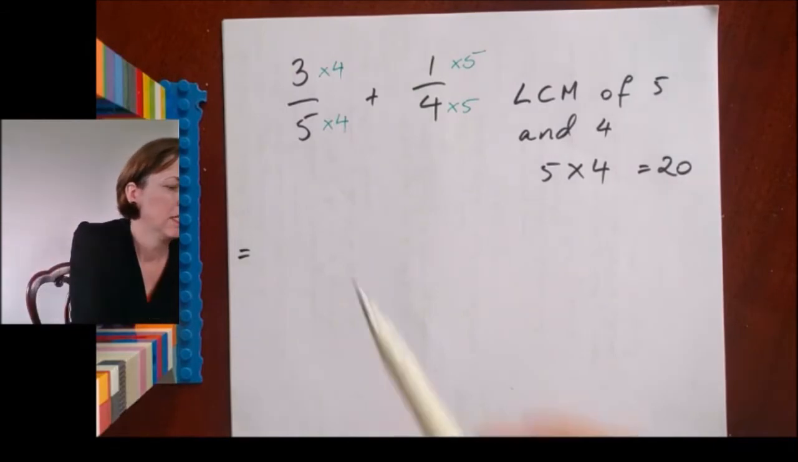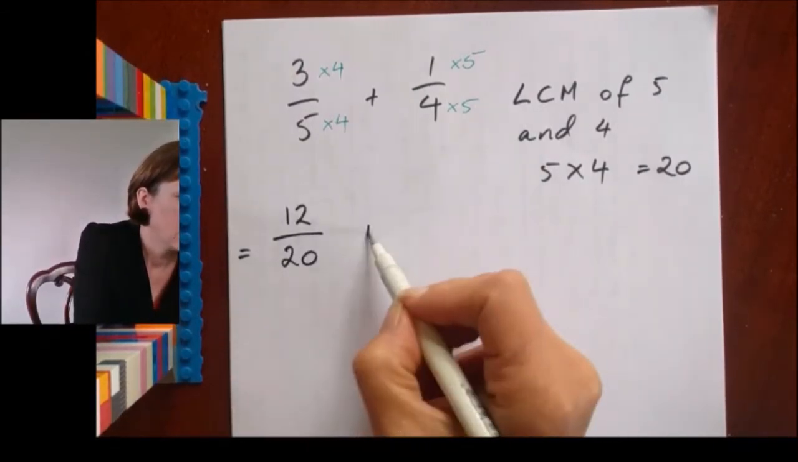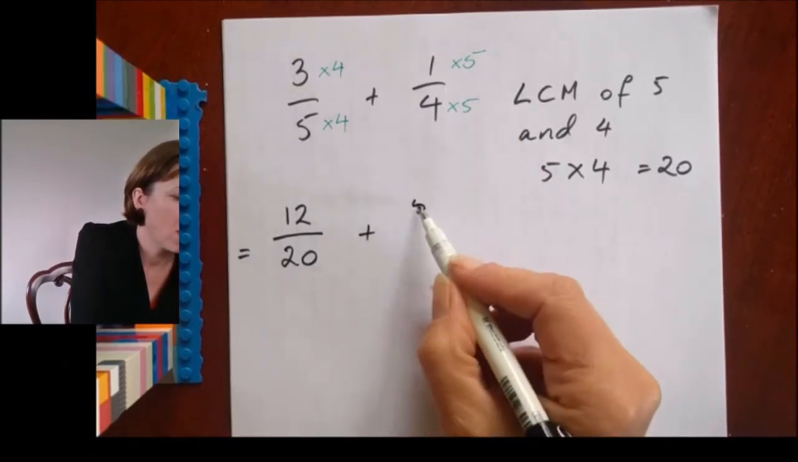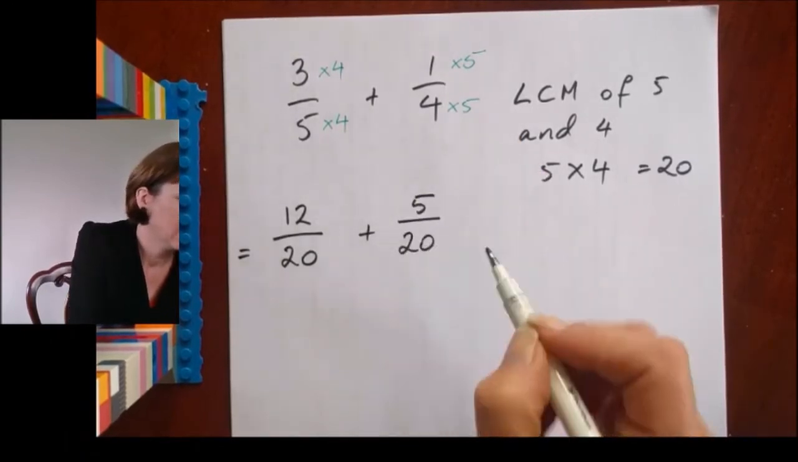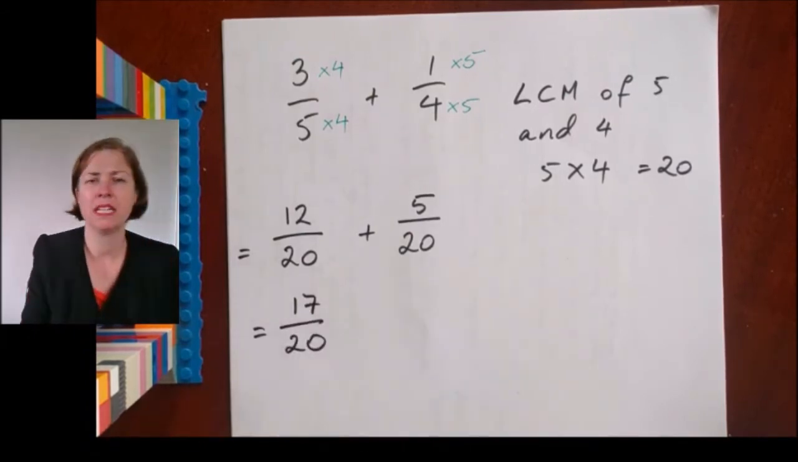So now, 3 times 4 is going to give me 12 over 20. 1 times 5 is going to give me 5 over 20. I add it together, I get 17 over 20.